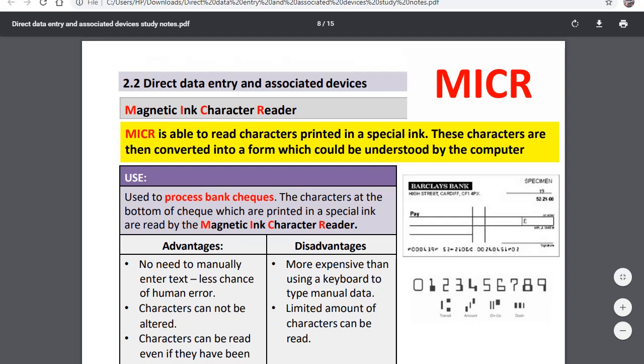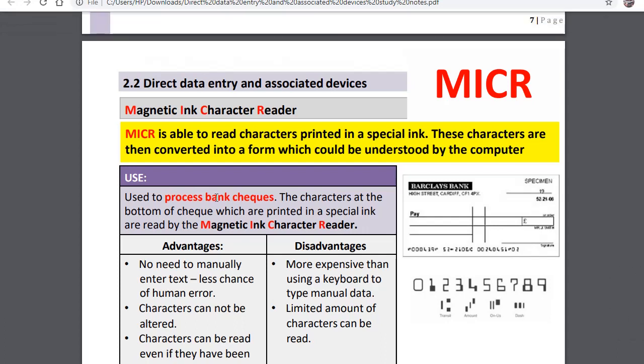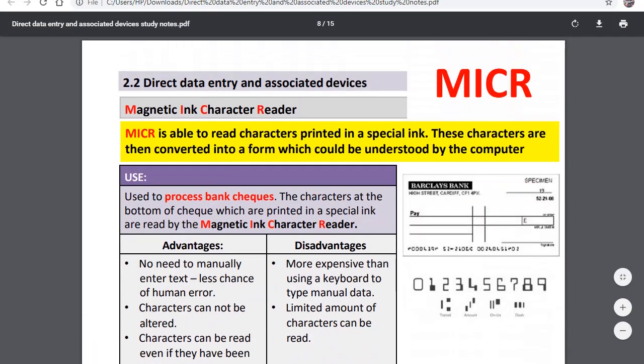The most common usage of MICR is to process bank checks. The characters at the bottom of the check, which are printed in a special ink. So the most common usage of MICR is in the bank check process. The characters at the bottom of the check, which are printed in a special ink, are read by the magnetic ink character reader. Advantages of using MICR: there is no need for manual entry, less chance of human error.